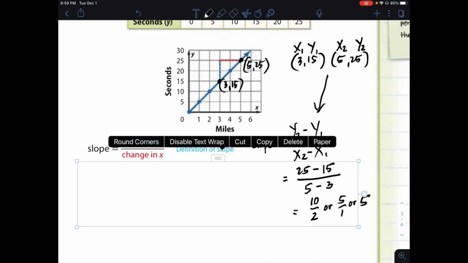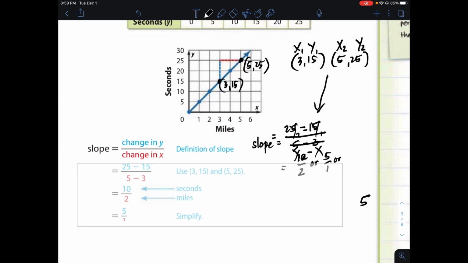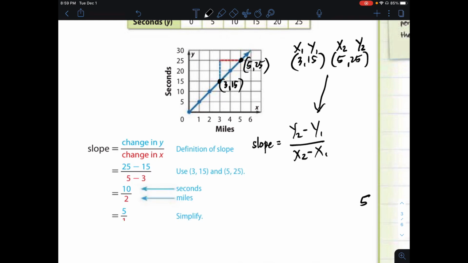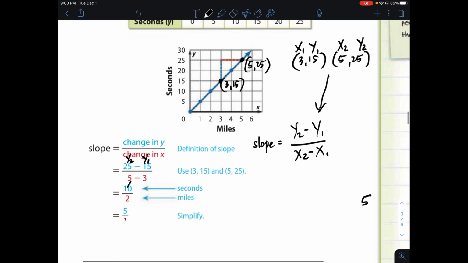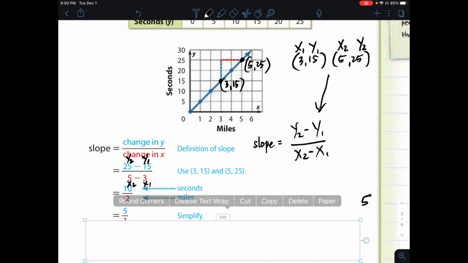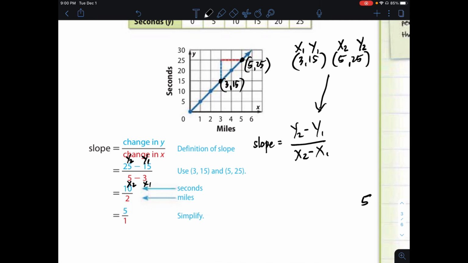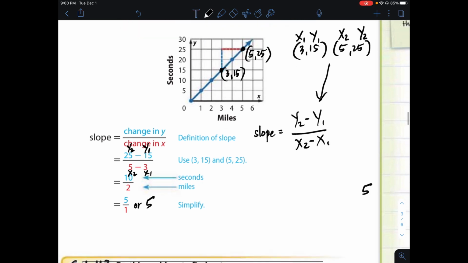It's exactly what we did. In our case, it's the same thing. This is our y2 minus y1 right here over x2 minus x1, and that's what we got there. The slope is 5 over 1, or simply 5.